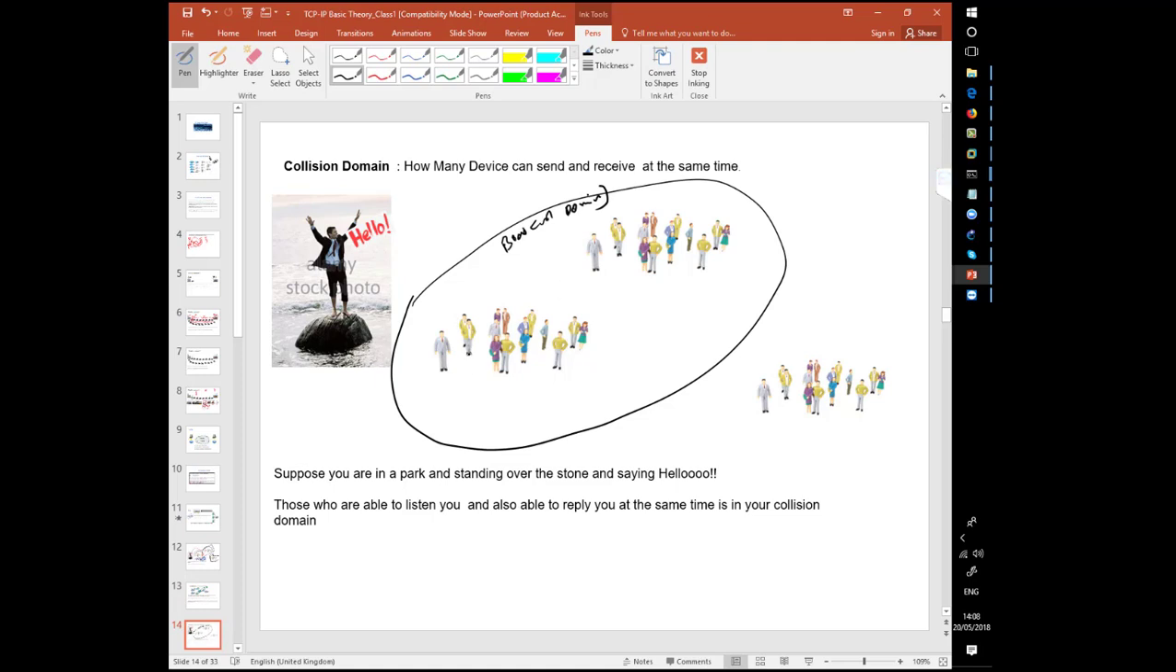Now suppose in reply to your hello, everybody starts saying hello at the same time. Is it possible for you to recognize which hello belongs to which person? You are only able to hear some sound of reply, but you never come to know which hello belongs to which person. If everybody starts speaking simultaneously, is it possible for you to recognize with the help of voice which hello belongs to which guy? No.